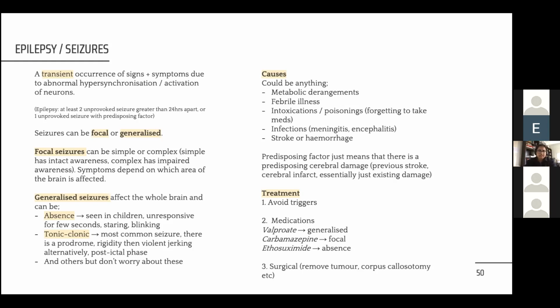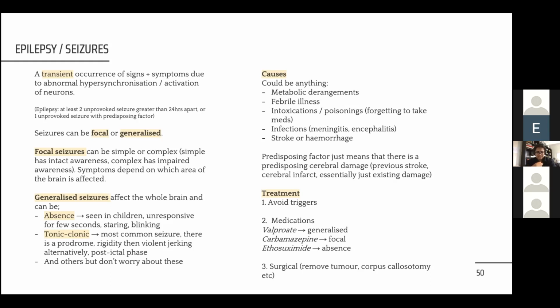As opposed to that, generalized seizures are the ones that affect the whole brain, and so the patient is generally unresponsive, unconscious. There are lots of different kinds of generalized seizures. The most important are absence seizures and tonic-clonic seizures. Absence seizures are the ones you see in children. They essentially just go blank for a few seconds, and they might just stare or blink. They don't convulse in absence seizures.